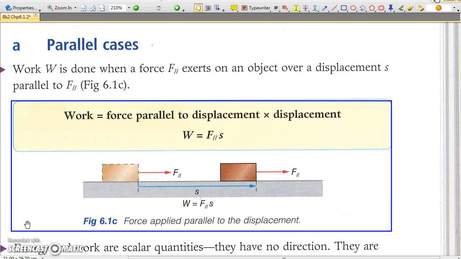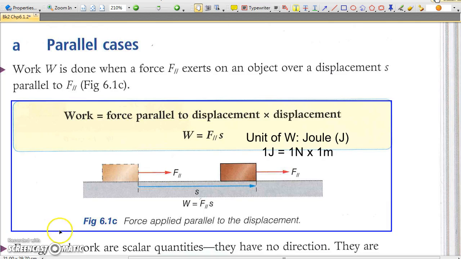The work done is given by F times s, where F and s are parallel. The unit of work is Joule, J for short. So, a 1 Newton force applied for 1 meter will produce a work of 1 Joule.